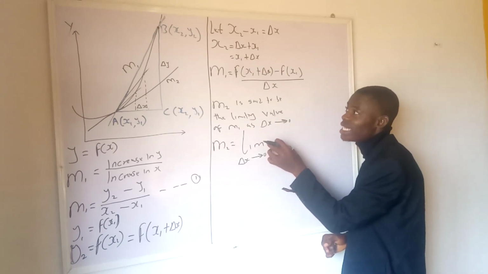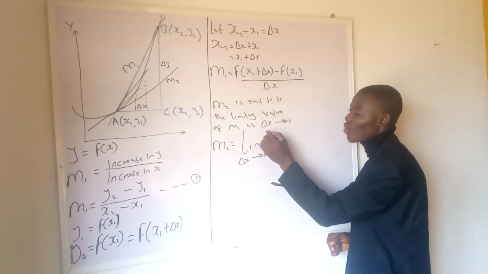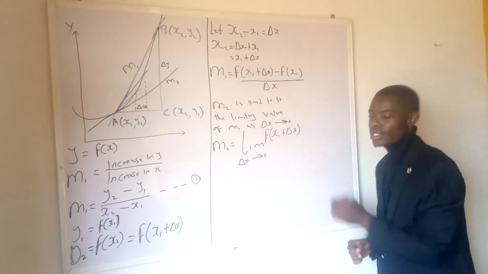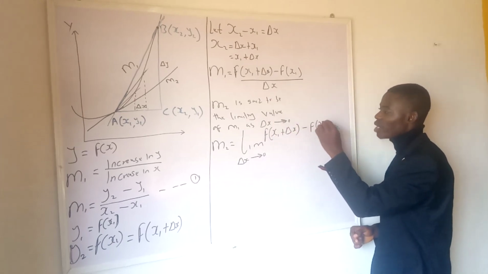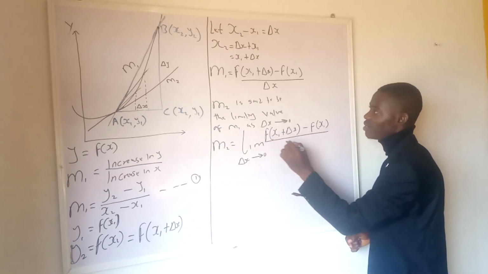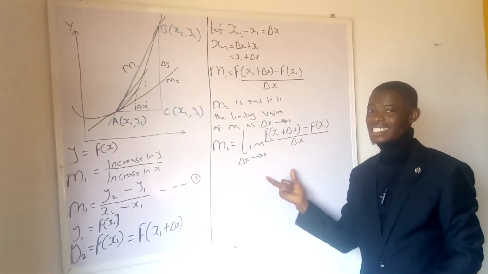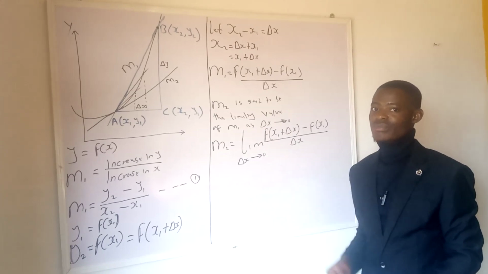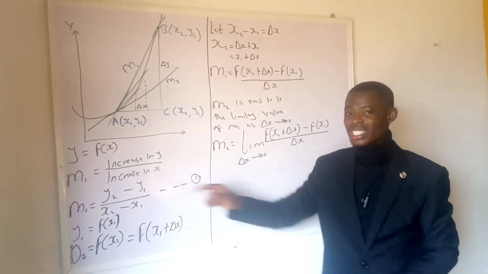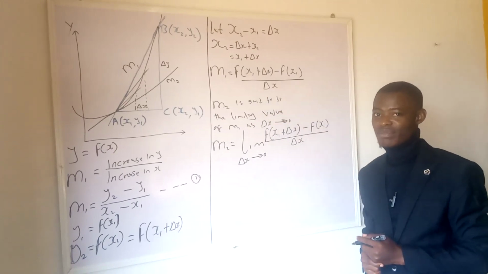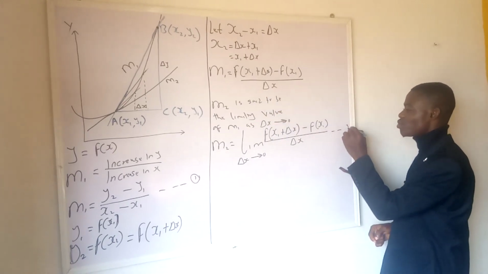But earlier we said M1 is equal to this. So that's f of x1 plus delta x, okay? Then minus f of x1, then everything entirely divided by delta x. And this is what we call the derivative function. The first one is called the gradient function, which is this, but this one is called the derivative function. So let me call that equation 2.